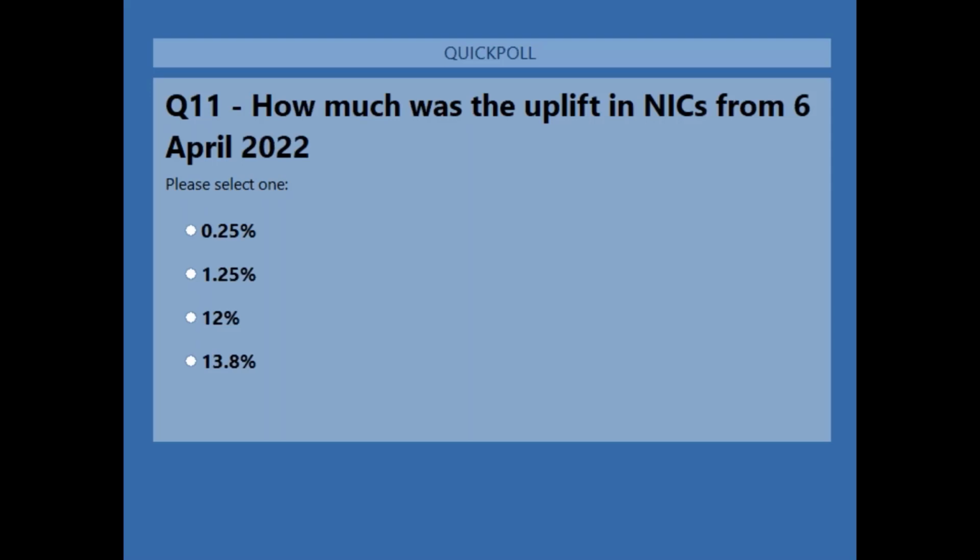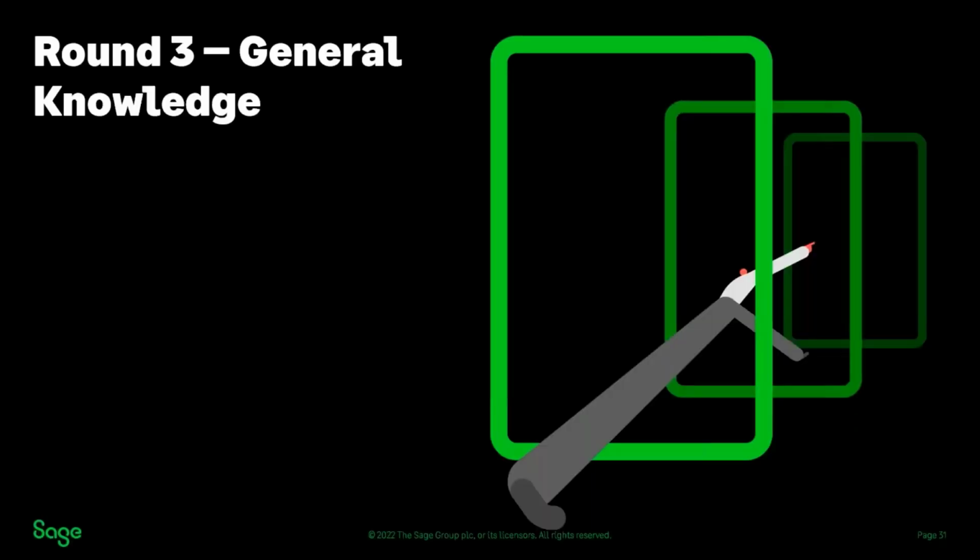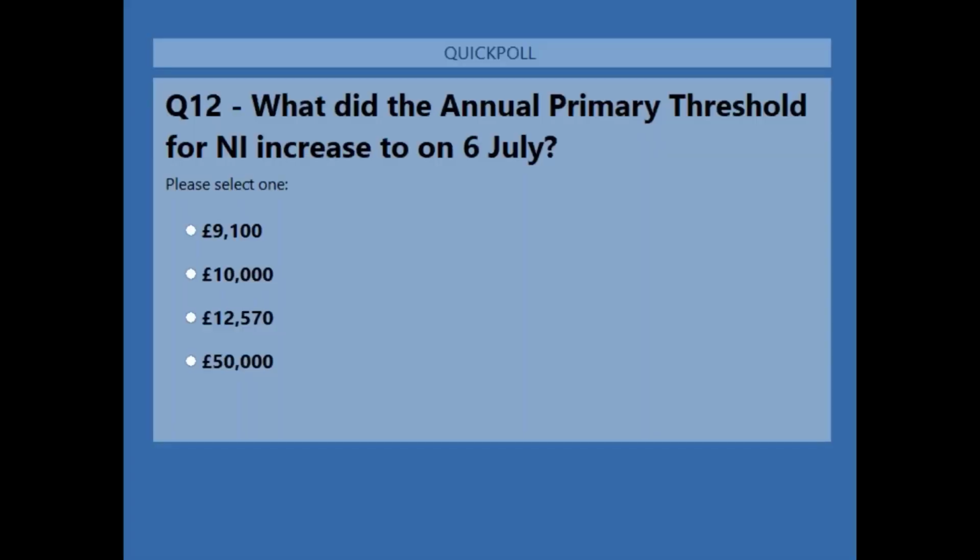Okay, so that is the end, and time is up for question 11. It is now time to move swiftly on to question 12. So we will launch that one. Again, a very recent one as well. So what did the annual primary threshold for national insurance increase to on the 6th of July, which was 3 days before my birthday, if anyone is interested?